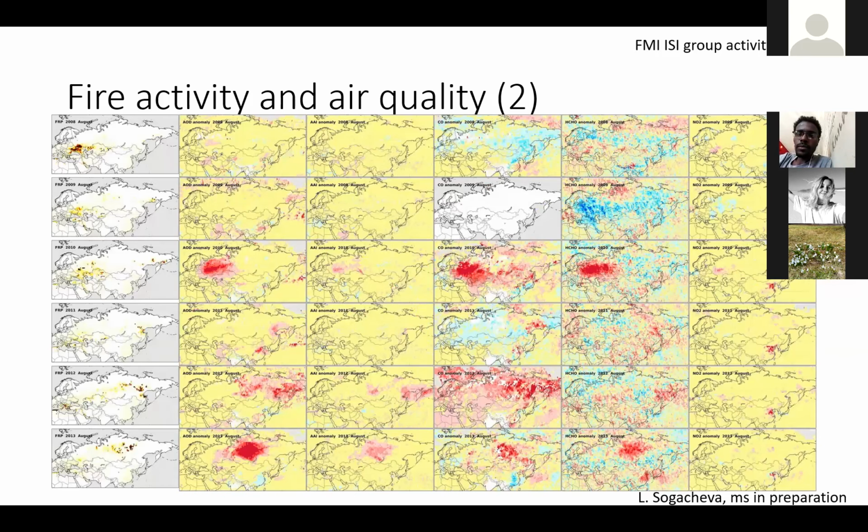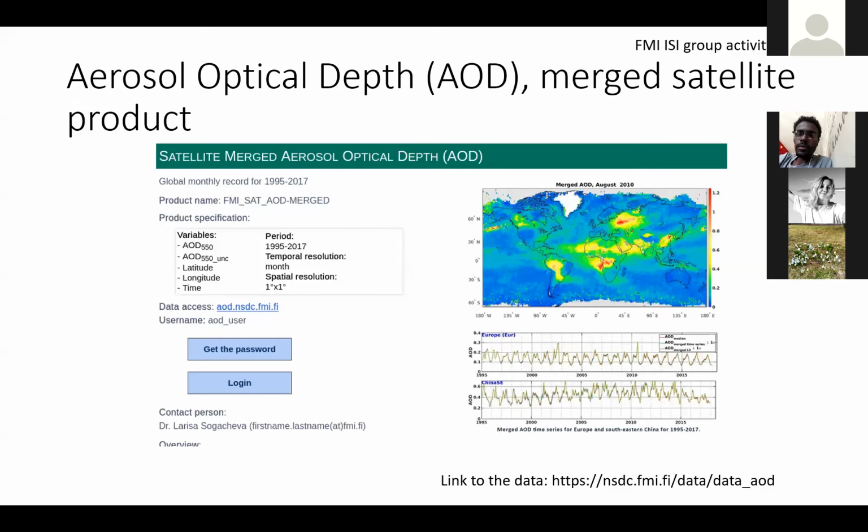Since the satellite data are already available for a few decades, let's say 2 decades, we can see back and we can look at what the situation was many years ago, and we can calculate trends.